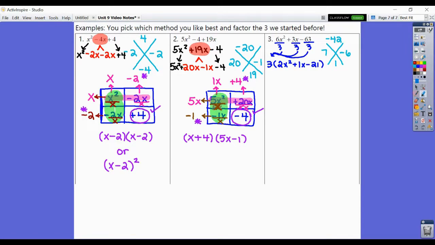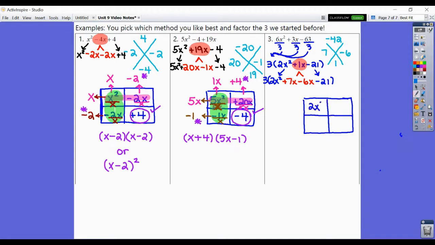Alrighty, we again circle or highlight that x term because it's now being split into the two numbers we chose, 7x and -6x. Make sure to keep the x's with it because it was in our big X splitting that middle term. First and last term get brought down. And don't forget about the 3 out in front. The 3 out in front just stays as is. We already divided it out in the beginning, so we're not going to do anything more with it. Now we go into our box, just put what's in your parentheses. So that is 2x squared for the first box, 7x for the second box, -6x for the third box, and for the fourth box, -21.